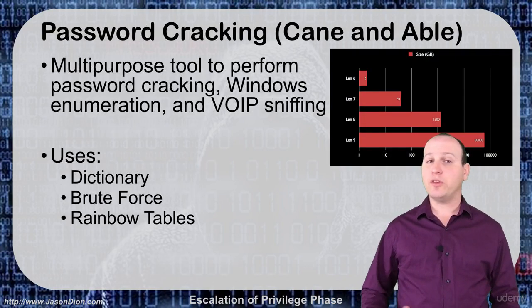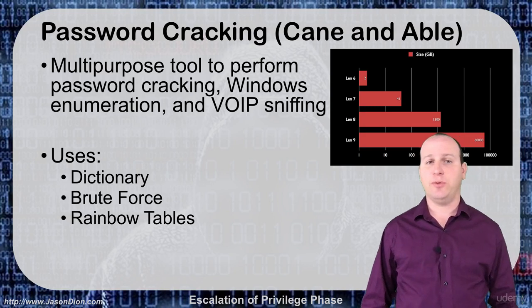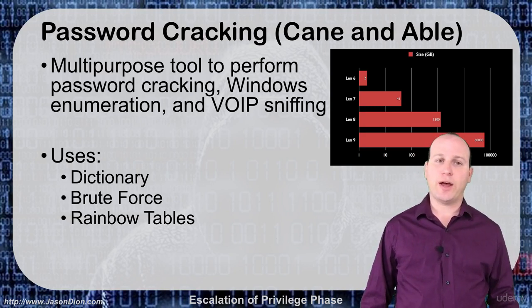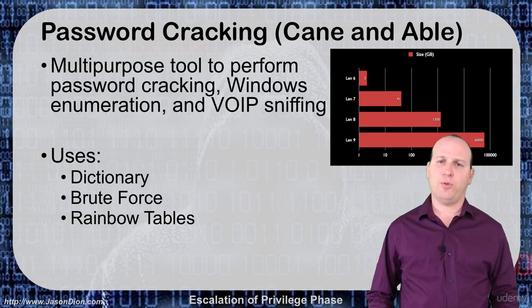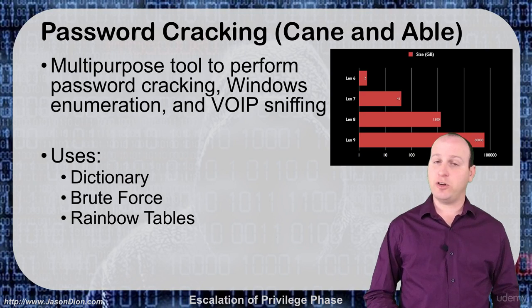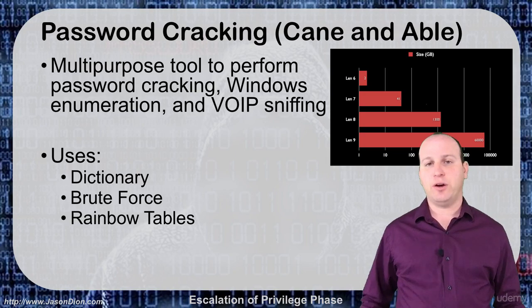So, what are some of these password cracking tools that are out there? Well, one of the most popular ones out there is called Cain and Abel. It's a multi-purpose tool that performs password cracking, Windows enumeration, and VoIP sniffing. But we're really talking about the password cracking portion here. It can do dictionary attacks, it can do brute force attacks, and it can do those rainbow table attacks. And the nice thing with a rainbow table is that, again, it's going to speed up those dictionaries and become the fastest method out there.